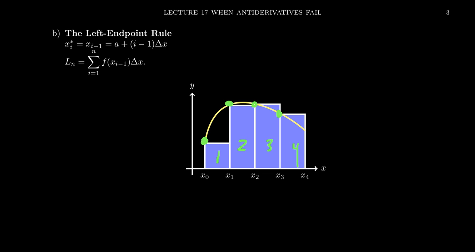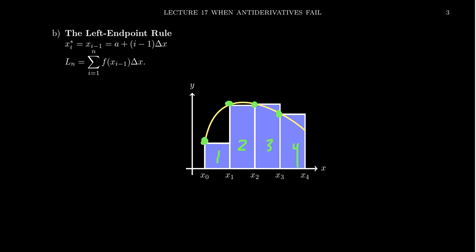Now, in contrast to the right endpoint rule, the over and under estimates are actually different, because this is the exact same function we saw on the previous slide. As you go from x0 to x1, the function was increasing, it's going up, right? And you'll see here, because we choose the left endpoint rule, the left endpoint rule is going to underestimate the area under the curve when you're increasing. On the other hand, if we go from x3 to x4, the function is decreasing, it's going down, and therefore the left endpoint rule is going to overestimate the area under the curve. So it's the exact opposite of the right endpoint rule.